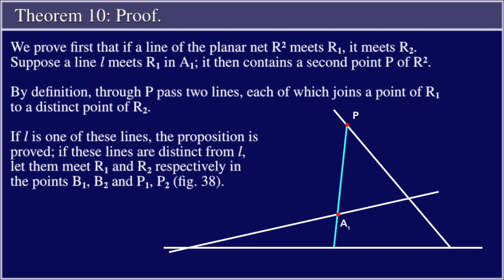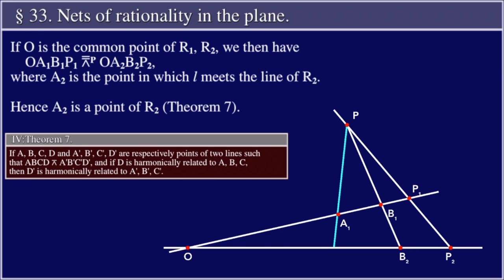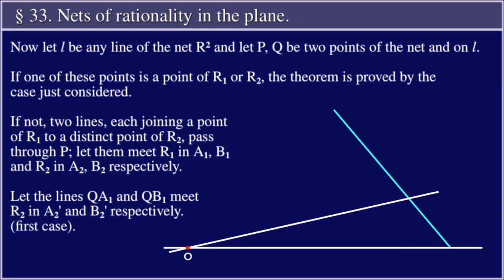If these lines are distinct from L, let them meet R1 and R2 respectively in the points B1, B2, and P1, P2, figure 38. If O is the common point of R1, R2, we then have O, A1, B1, P1 perspective with center P to O, A2, B2, P2, where A2 is the point in which L meets the line of R2. Hence, A2 is a point of R2, Theorem 7.